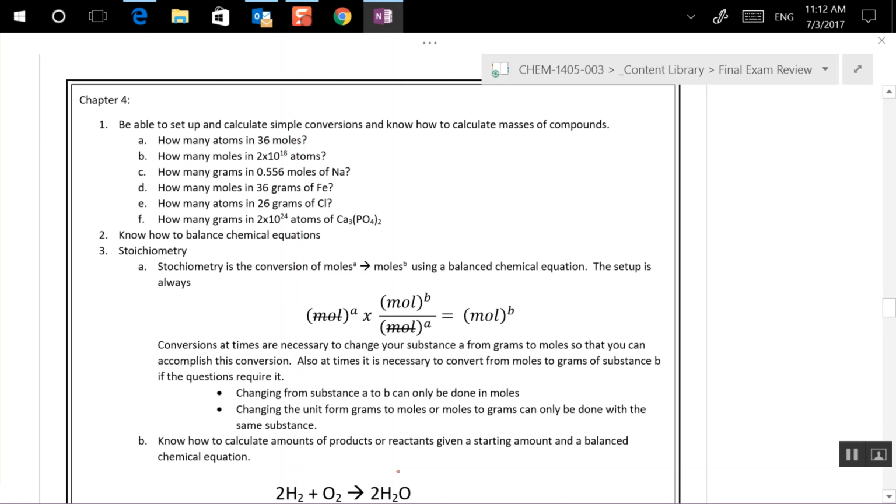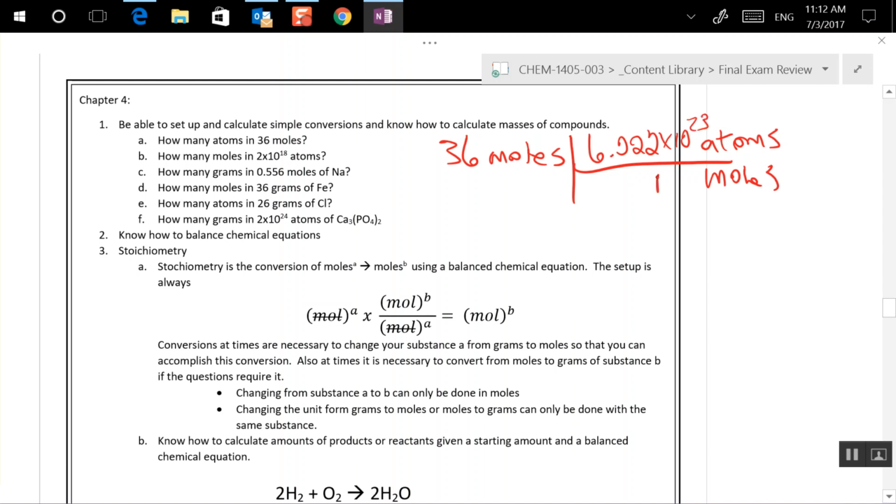All right, so 36 moles, we would convert that to atoms from the moles. 6.022 times 10 to the 23rd over 1. Now remember that you should know how to put that into your calculator, that scientific notation.